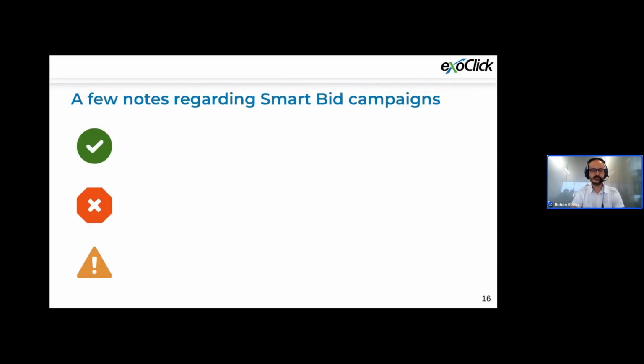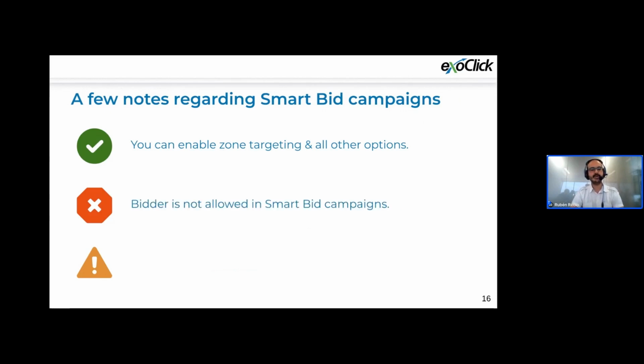Now, some last notes in regards to the settings from SmartBid campaigns. The first thing to know is that you can enable zone targeting and all the other types of targeting features that you have on a normal campaign, as well on a SmartBid campaign. The second thing to bear in mind is that bidder at the moment is not allowed in SmartBid campaigns. We will consider whether this is possible or not in the future, but for the time being, it is better to keep separate the optimizations from bidder from the optimizations of SmartBid.